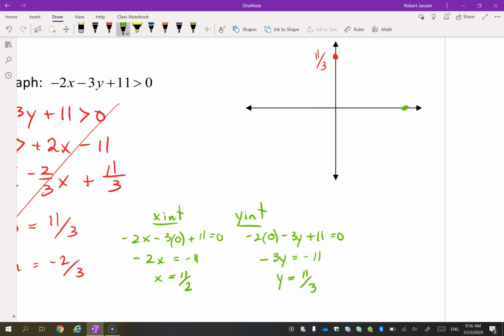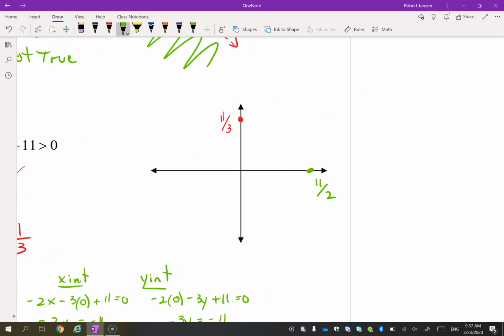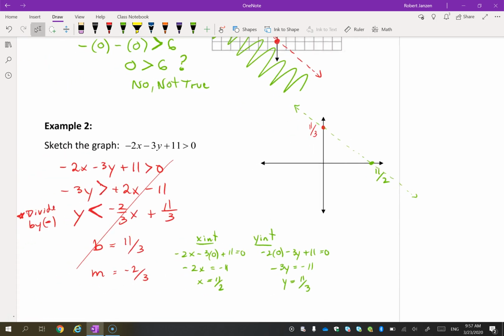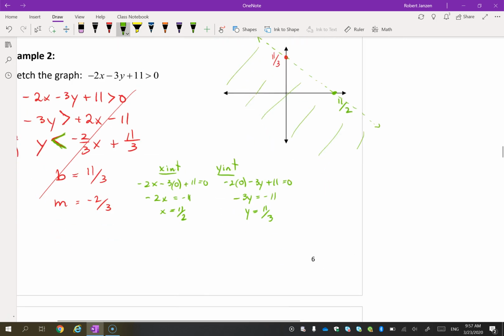11/2 is bigger, so I'm going to make it look like it's a little farther. And I want to connect those dots. Should I use a solid line or a dotted line? It should be dotted because it's not equal to. Okay. Now, where to shade? Well, if I look back to what I crossed off here, I want less than this. So that kind of tells me I'm shading this way. But again, I'd like to check.